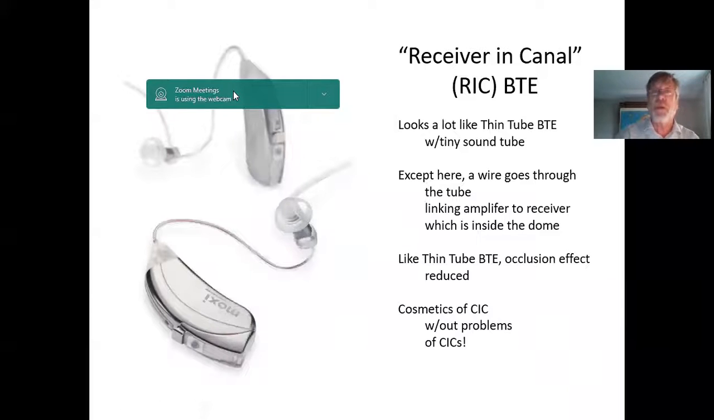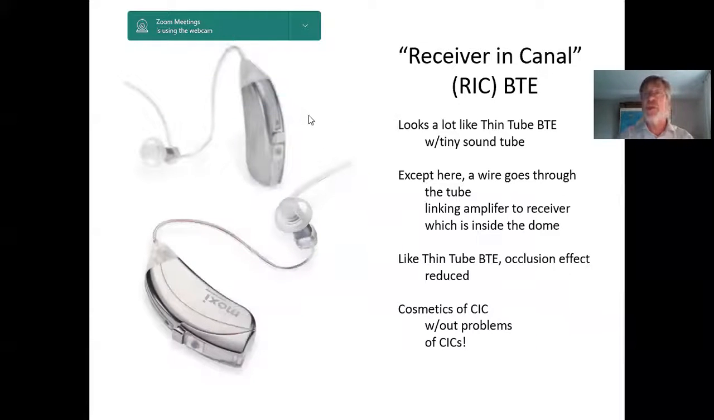Here's the most popular. This is a receiver in canal hearing aid, and it looks identical to the thin tube hearing aid. So I'm going to stop sharing and show you. On the picture, they're identical too. So, and I'll show you as well as we'll finish here, okay? Here's a thin tube.